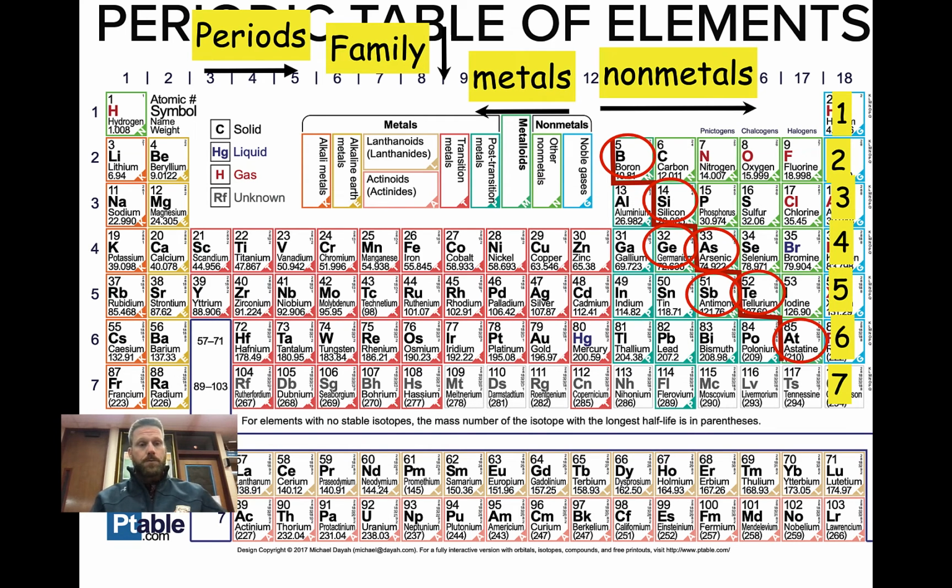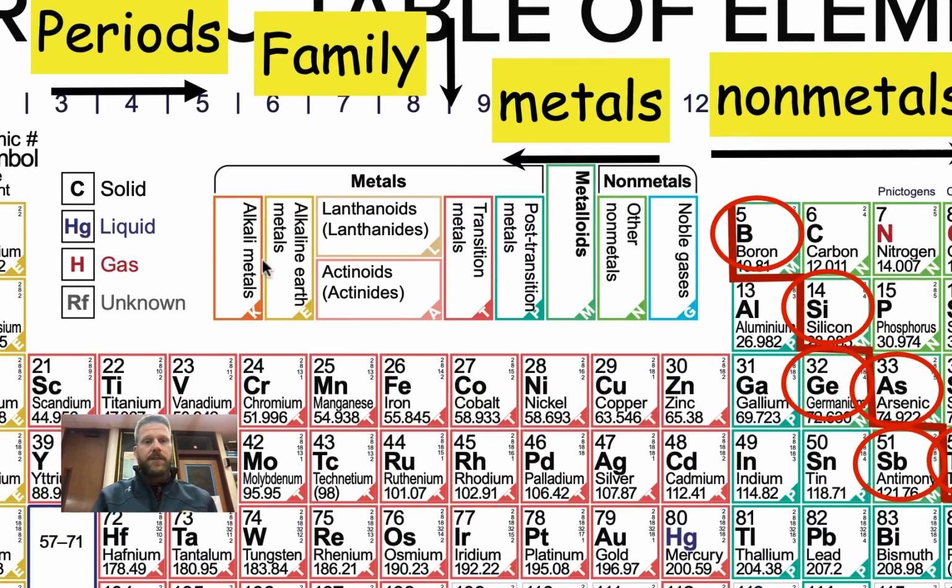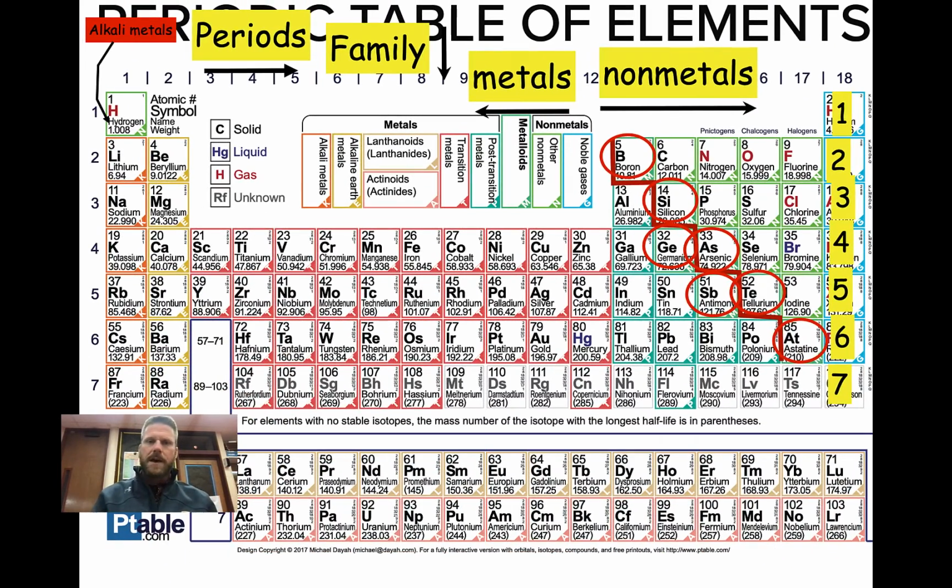Families or groups are in the columns of the periodic table. You can see the different families labeled at the top of your periodic table. The most reactive metals are alkali metals found in group 1. The next most reactive metals are in group 2, and they're known as the alkaline earth metals.